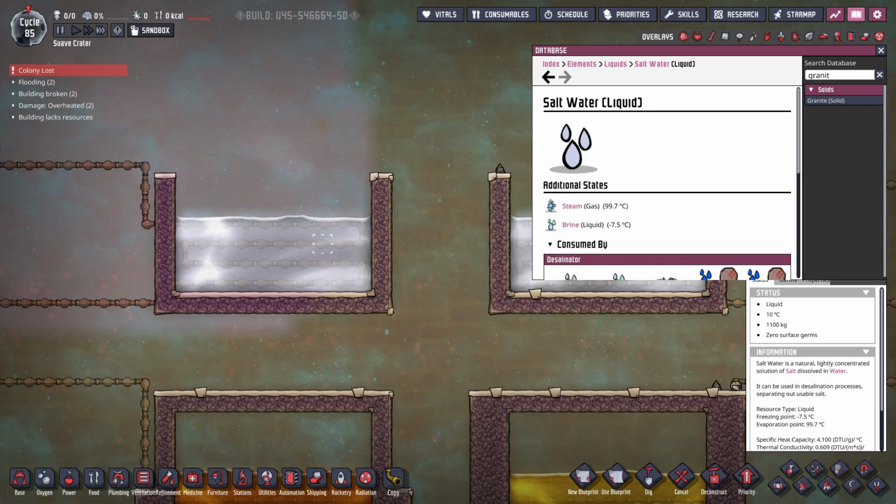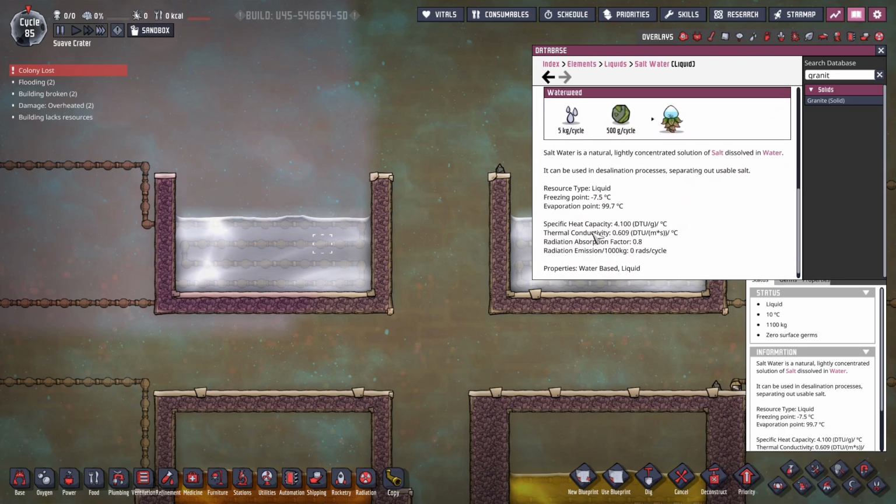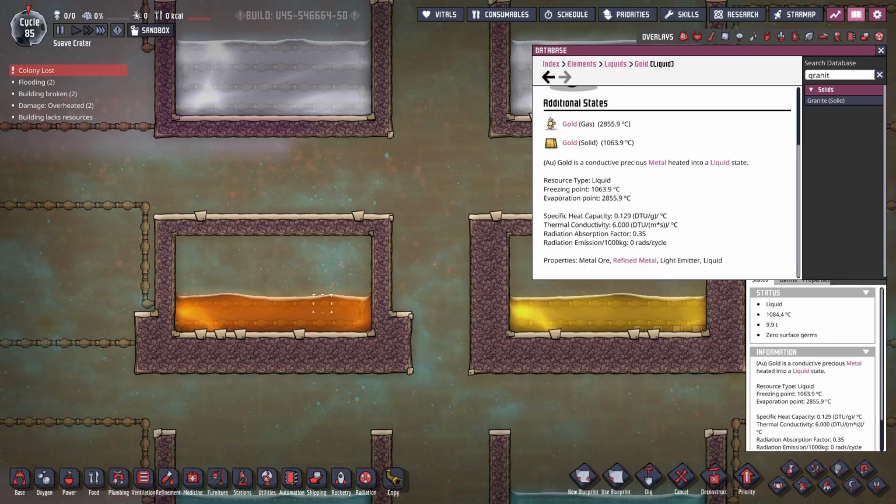Each element has a different value for these two factors, so if for example here I take the salt water, we can see that the salt water has a thermal conductivity of 0.609 and it has a specific heat capacity of 4.1. If I now take a look at the liquid gold, we can see that it has a thermal conductivity of 6 and a specific heat capacity of 0.129, which is different from the salt water.